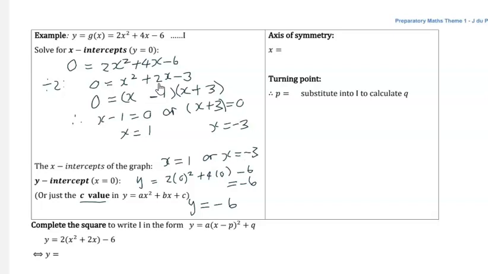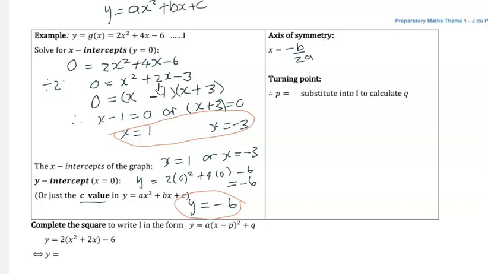So here I have my x-intercepts, my y-intercept. So now I want my axis of symmetry. That happens at minus b over 2a. Remember my standard form is y equal to ax squared plus bx plus c. So my b in this case is 4, and a is 2, so it's minus 4 over 2 times 2, so that gives me a value of minus 1. And this is a vertical line, x equal to minus 1. This is also my p value, that's also minus 1.